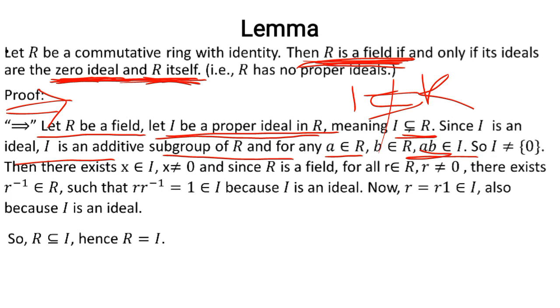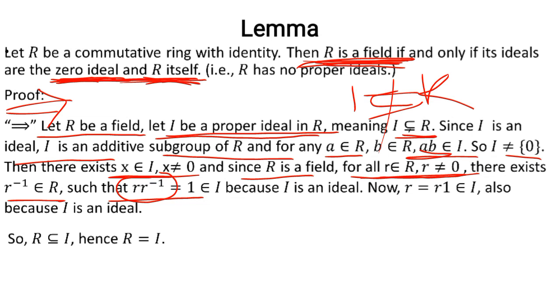Okay, so we know that I is not empty. So there exists an x in I, x not equal to 0. Now we said R is a field, meaning that for all r in R, r not equal to 0, there exists an r inverse in R such that this law would hold. As in, I can multiply this because it's a field. It doesn't have any zero divisors, right? I can divide in it.